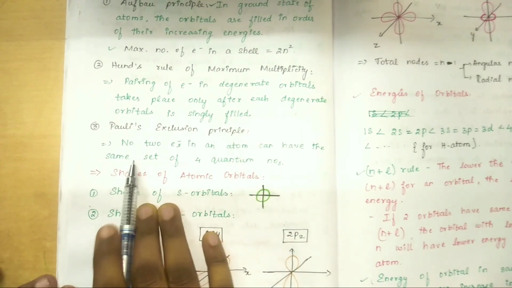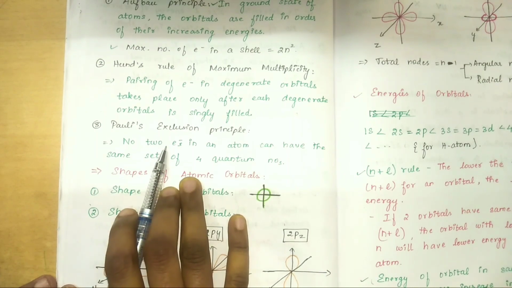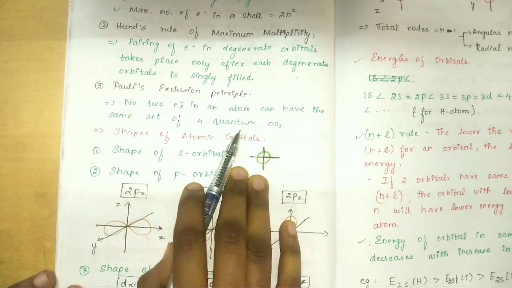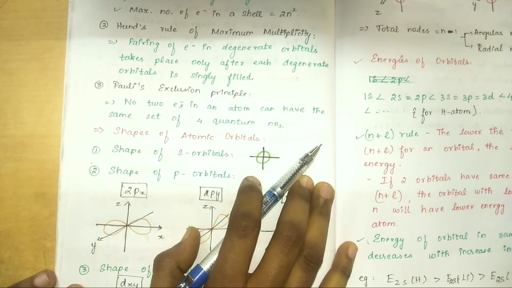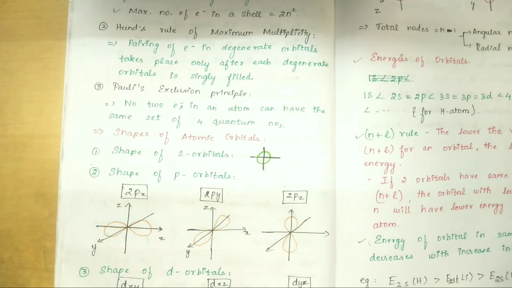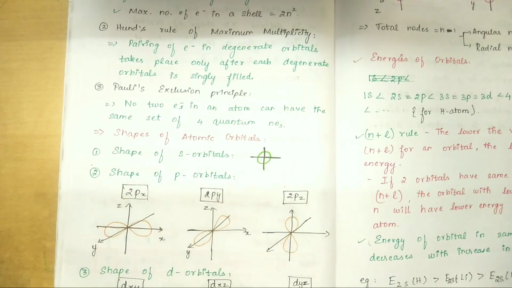Then Pauli's exclusion principle means no two electrons in an atom can have the same set of four quantum numbers. We know there are four types of quantum numbers, and each electron should have its own unique set of quantum numbers.